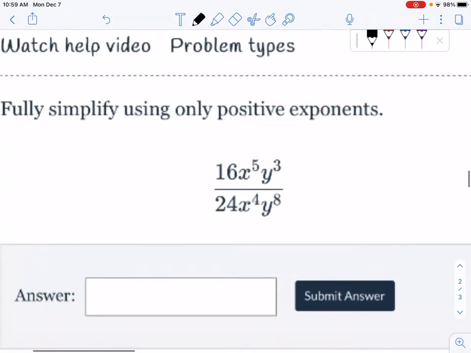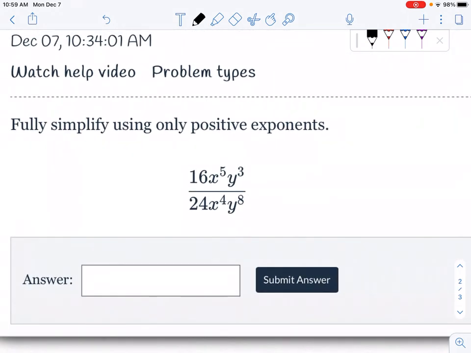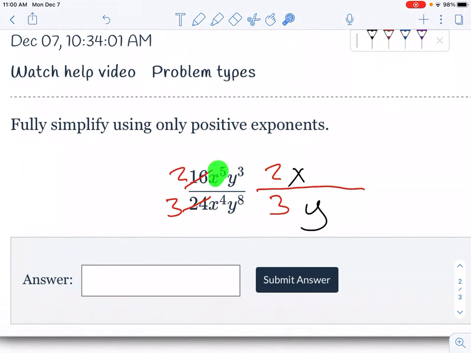And this will be our last example. Okay, 16 over 24. So we can reduce, 8 goes into both of these. 8 goes into 16 2 times, and 8 goes into 24 3 times. So I'm going to get 2 over 3. I'm looking at my x's. I know that I'm going to have an x answer on top because my x is bigger on top. And I know that I'm going to have a y answer in the bottom because my y is bigger on the bottom.